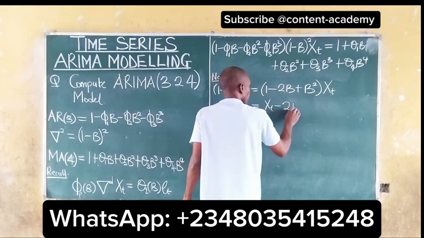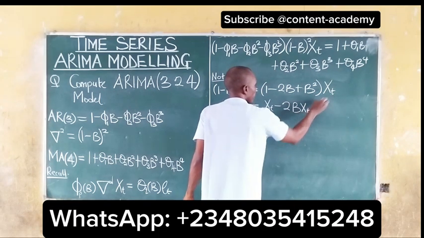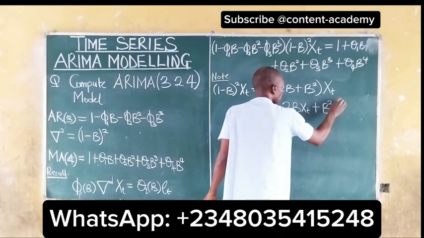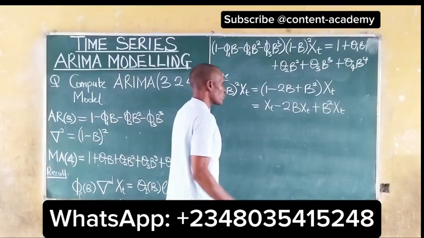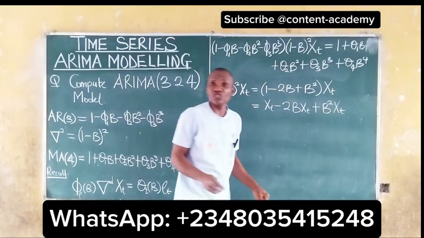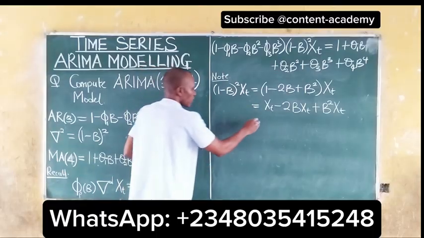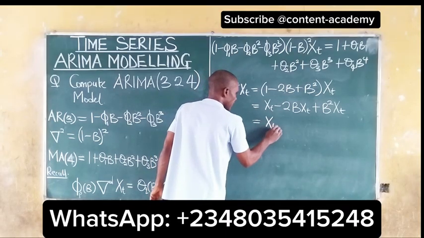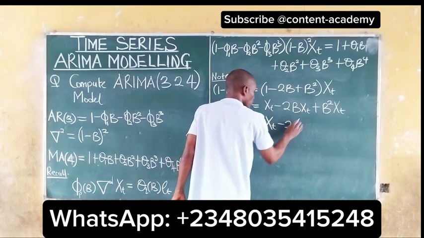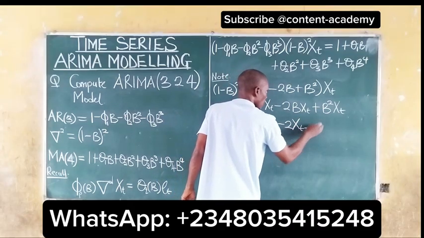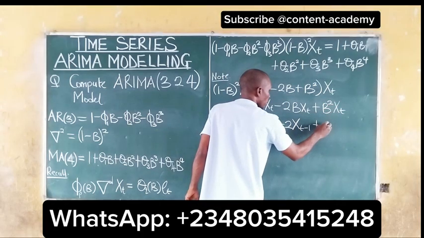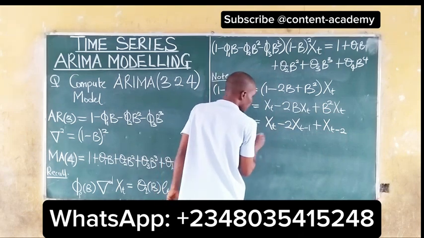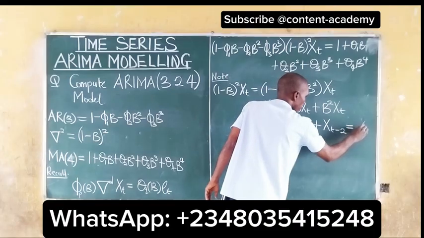minus 2B Xt, this multiplied by this, plus B² Xt, that means the backward shift. We have already talked about how we can compute the backward shift in our previous lesson. Now we have this to be equal to Xt minus 2. Because of the backward shift, we write it as Xt-1 plus, because of the backward shift raised to the power of 2, we have Xt-2. And this is the same thing as equal to Xt.